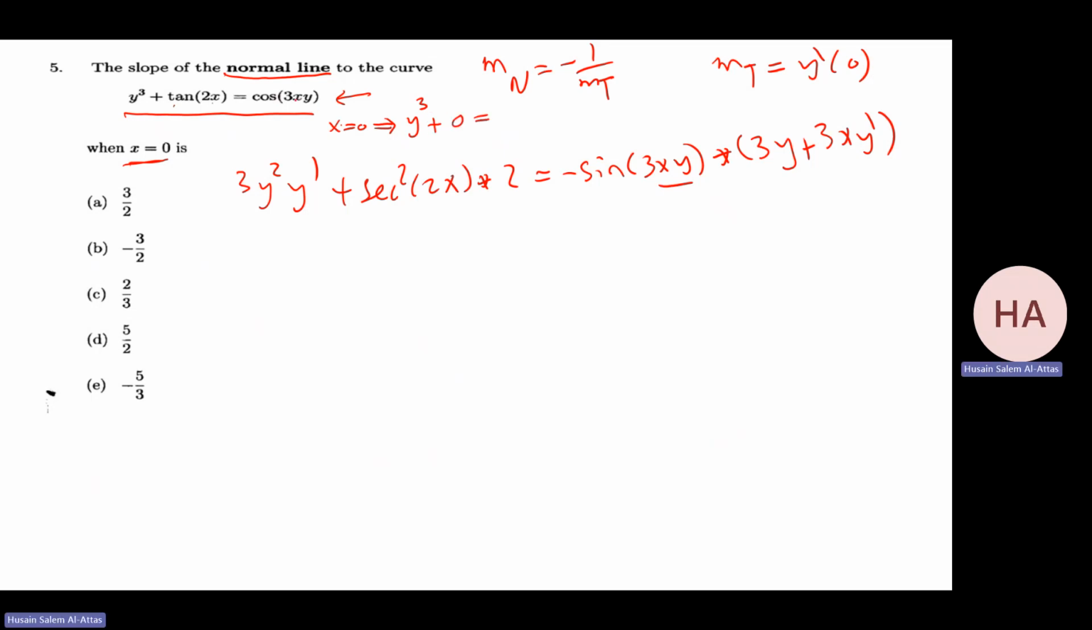Cosine 0 times y, cosine 0, which is 1. So y will be equal to 1. Okay, plug the numbers now. So I have the point (0, 1).